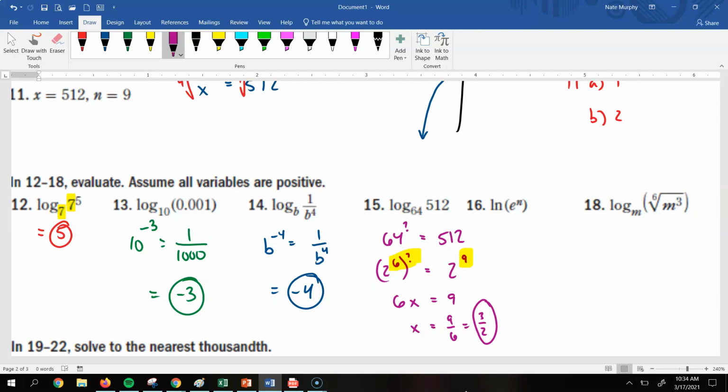So that, like I said, is the hardest one. You probably won't see one like that on the test, but it is very good to make sure that you know how to do that type of problem.